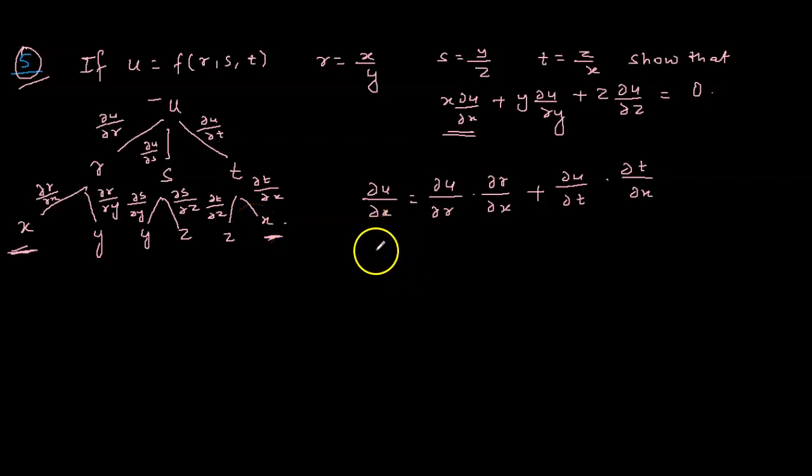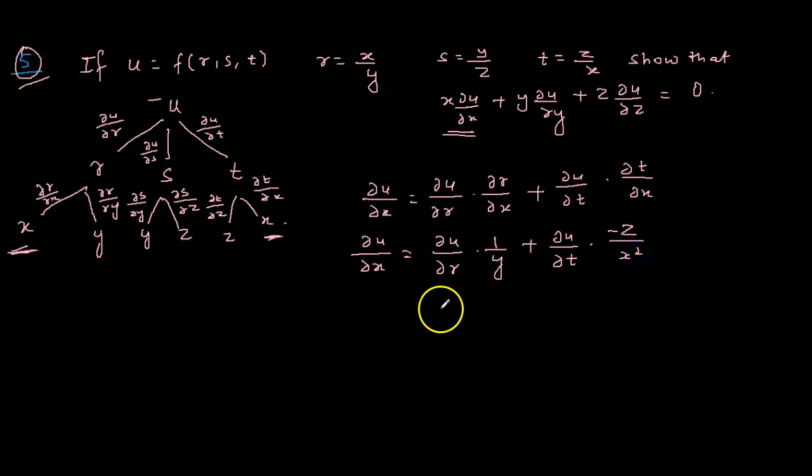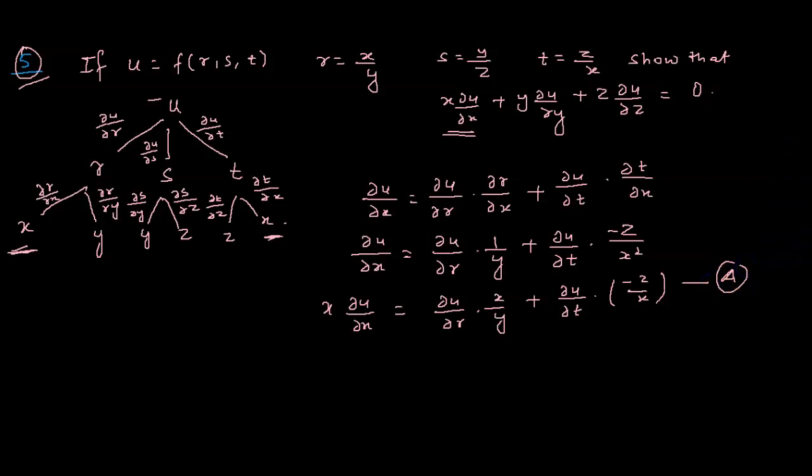So now if you substitute these values here, this ∂u/∂x we can write as ∂u/∂r. ∂u/∂r means this function is given, so you write it as it is. ∂r/∂x, this one with respect to x. So 1/y is a constant, and x differentiation is 1. So 1/y plus ∂u/∂t as it is, and this one ∂t/∂x, t with respect to x. So z is a constant, and 1/x differentiation is minus 1/x². This one. In this we need to multiply here x. You can write x ∂u/∂x is equal to ∂u/∂r into x/y plus this one ∂u/∂t. This one x will get cancelled here, you'll get minus z/x. Let's consider this is a. A means this is the first part.